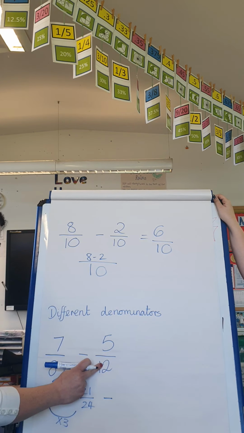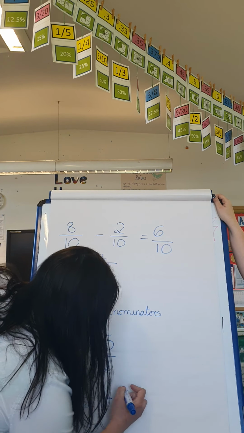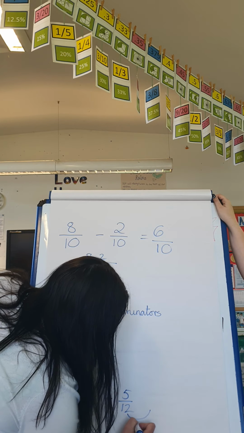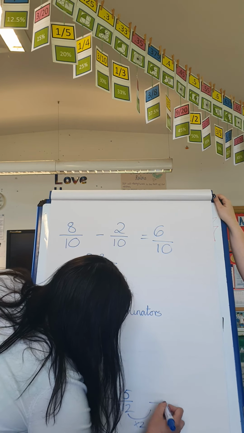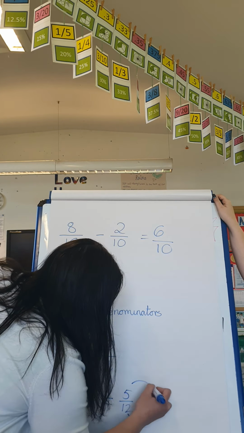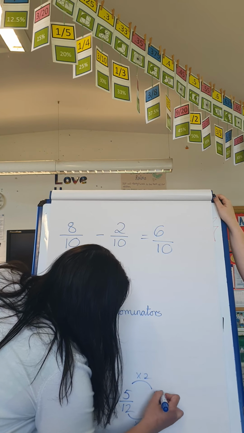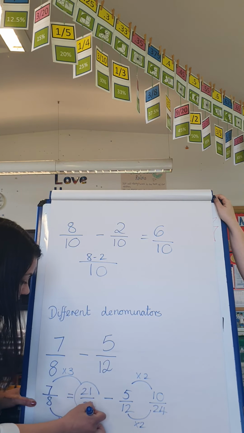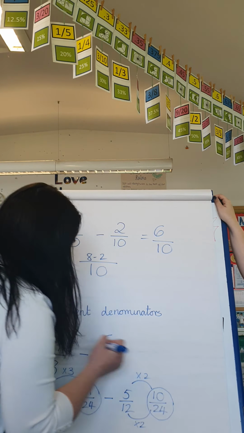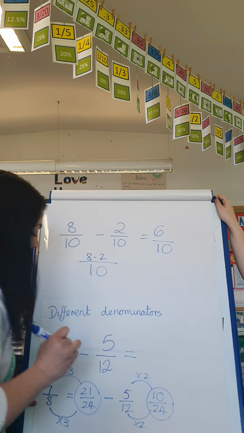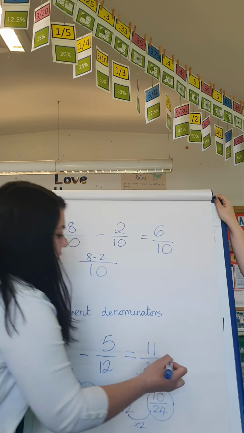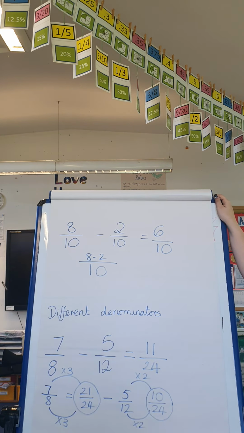And then we need to make this one into 24ths. So we've got 5/12ths, and I know that I need to times that by 2 to get 24. So whatever I do to my denominator, I need to do to my numerator. So that's times 2, which is 10. So in essence, you've got 21 24ths, take away 10 24ths, which is 11 24ths. We've done it.